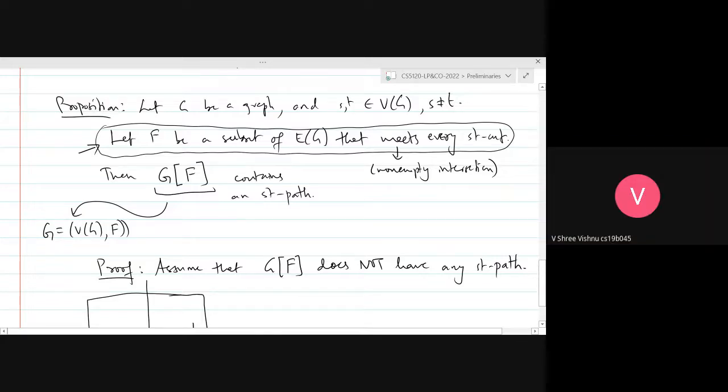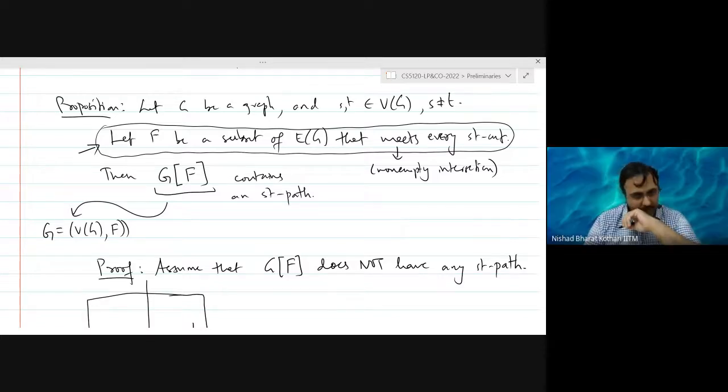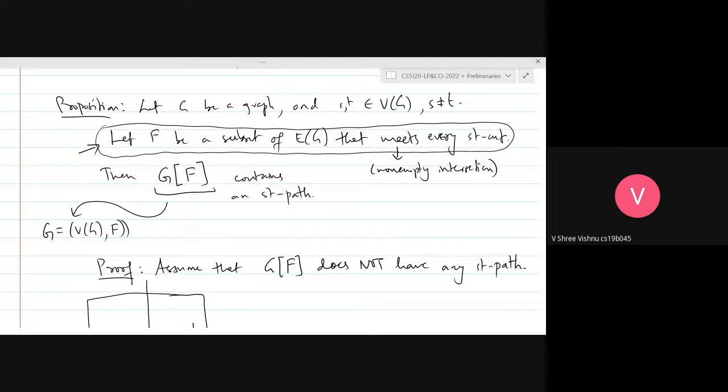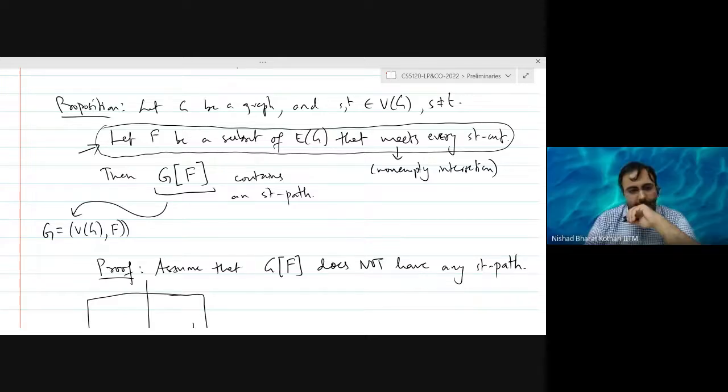So if they don't have an ST path, then we can say S and T don't belong to the same component. So we can take, right? Okay, go ahead. So one set can be the component of S, and all the remaining vertices can be the other set, and there won't be any crossing edges because we know that S and T don't belong to the same component. Exactly. That's a complete proof, right?